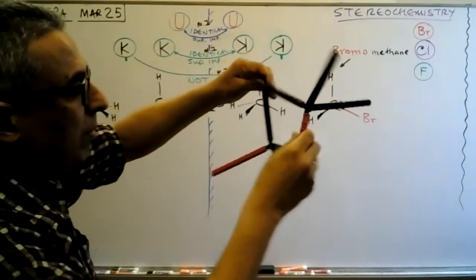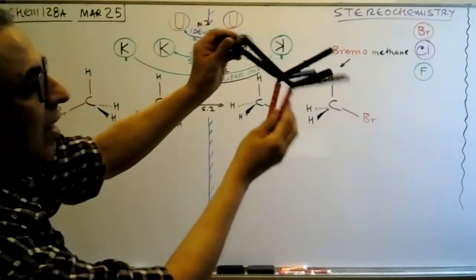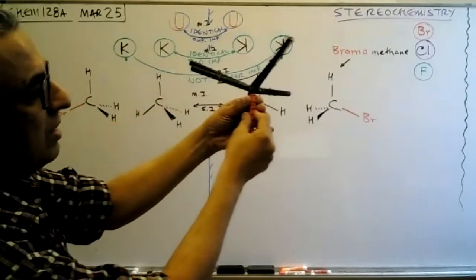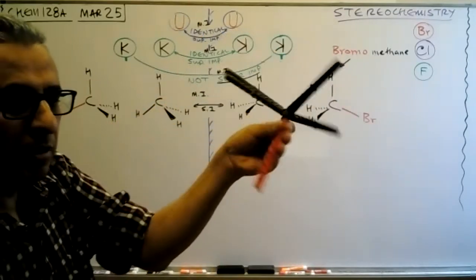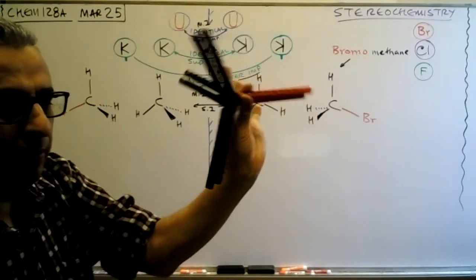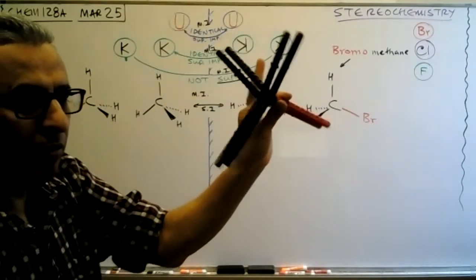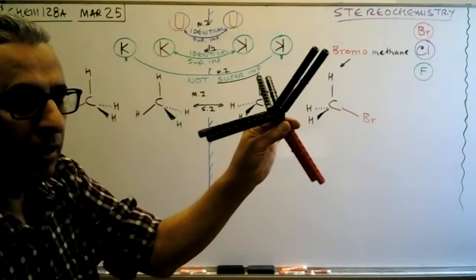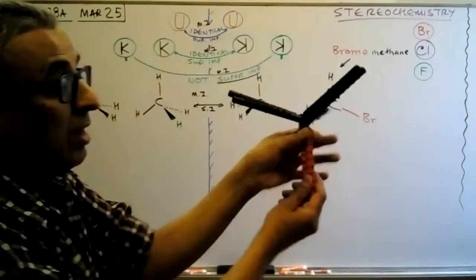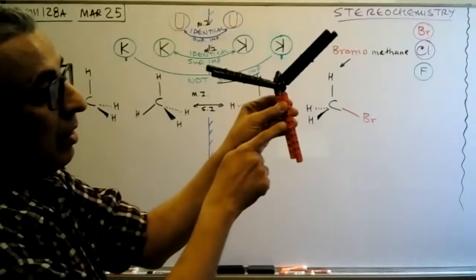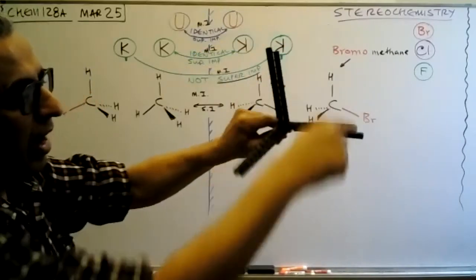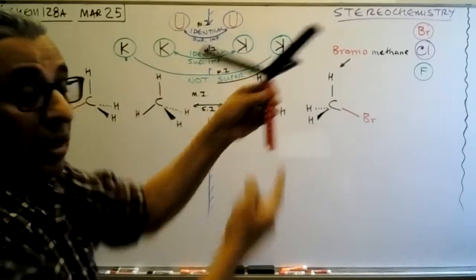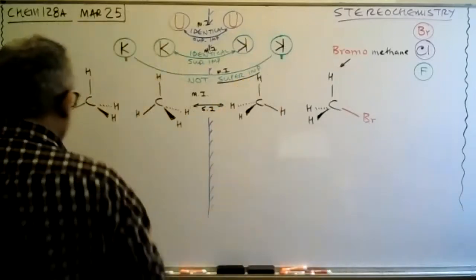Well, I should probably try to align the bromines. What do they look like? Do they look like they're superimposable or not? Yes or no? I want to hear it from a few of you. Yes, I agree. They're superimposable, right? So when you have three identical groups, three hydrogens, and something else, they're superimposable, right?